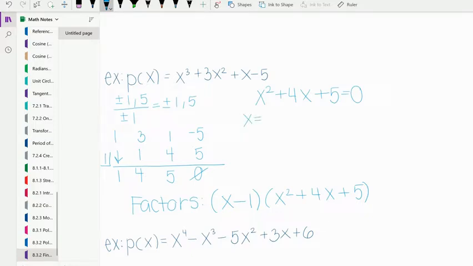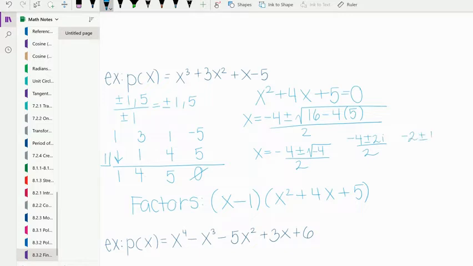So x equals negative b plus or minus the square root of b squared minus 4ac, all over 2a. So this would be x equals negative 4 plus or minus the square root of 16 minus 20, which would be negative 4, all over 2. So this turns into negative 4 plus or minus 2i over 2, which would then turn into negative 2 plus or minus i.